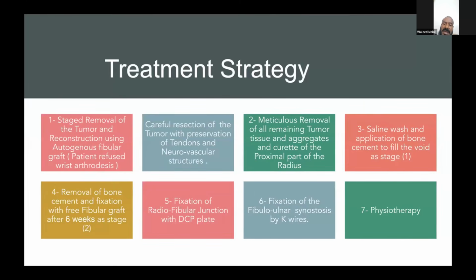I just used a saline wash and applied bone cement to fill the void as stage 1. In the next stage, after 6 weeks, I removed the bone cement and fixed the defect with a fibular graft using just a DCP, and I fixed the distal fibular-ulnar synostosis with K-wire. And now, at 8 weeks, I sent him for physiotherapy.